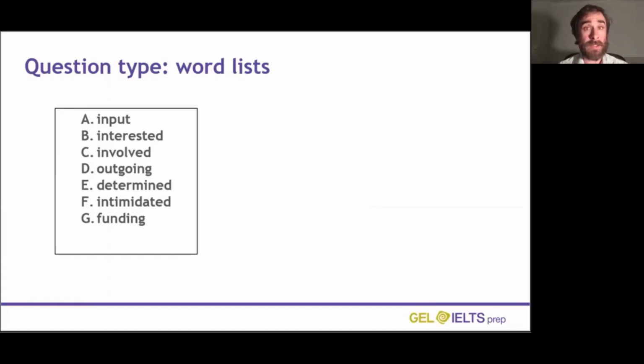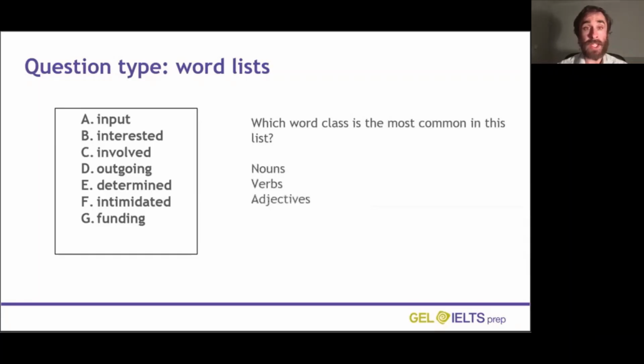When we look at word lists, we can often use the information to help predict our answers. One thing to focus on is the word class. Look at these words and think about the word class. The word class is whether something is a noun, a verb, an adjective, or sometimes an adverb. Look at this list and decide what is the most common word class in this list. Look at the first question below this video and choose the correct option: noun, verb, adjective, or adverb.